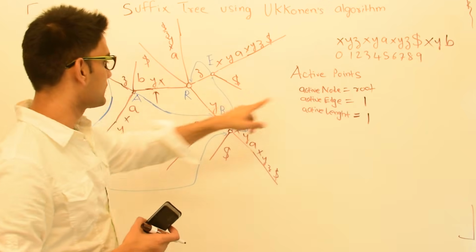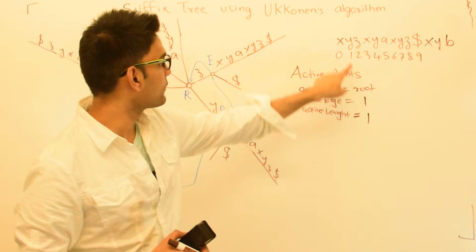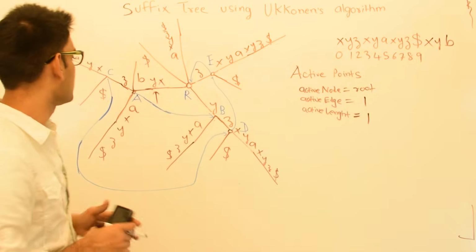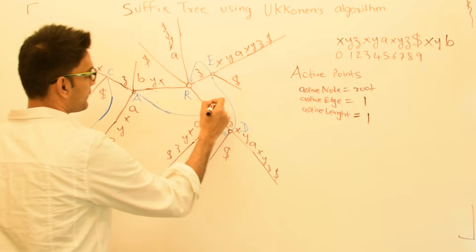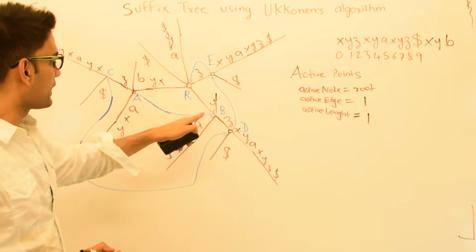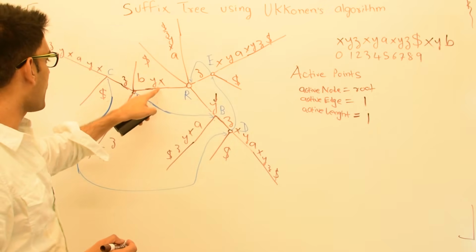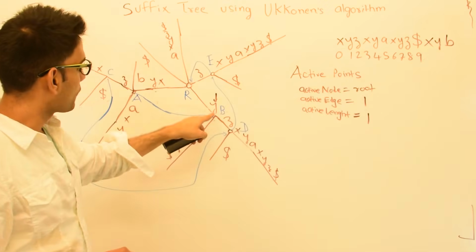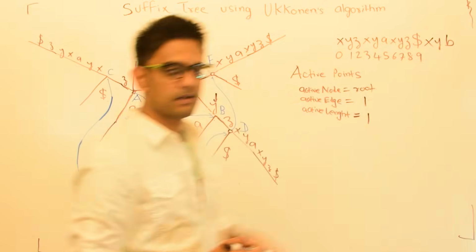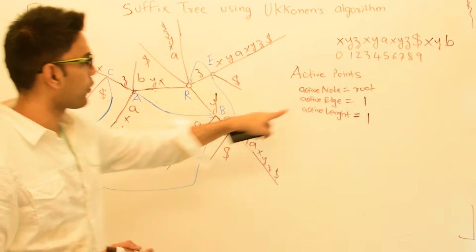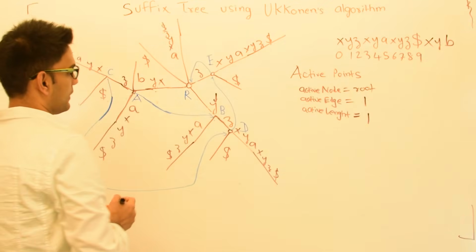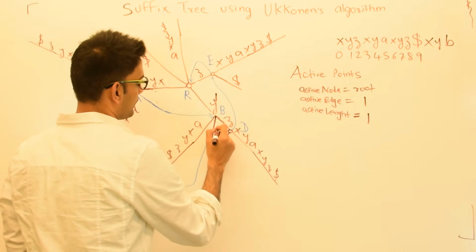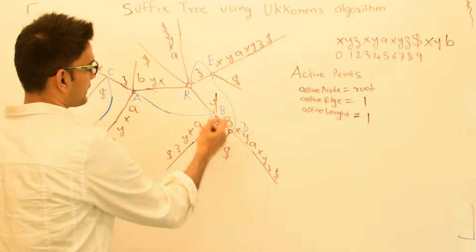So active node is root. Active edge is 1, which is y. And active length is 1. So we move in this direction here. So from here, we reach this point. You can see y. So we created a y, x, y, b here. So that took care of x, y, b. Now we have to take care of y, b. So y, b, suffix y, b, which is why we reach this point using our active points information for rule 2 extension. So here again, we create our new node b. This takes care of y, b.